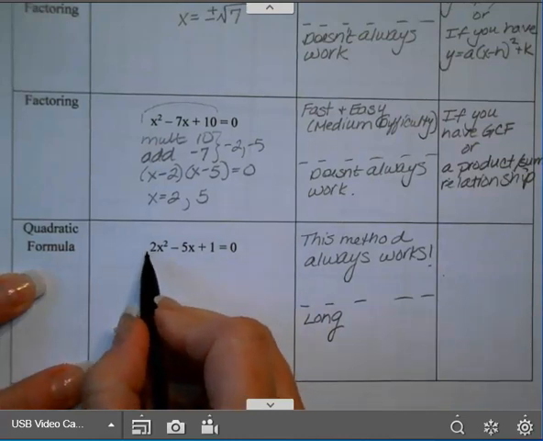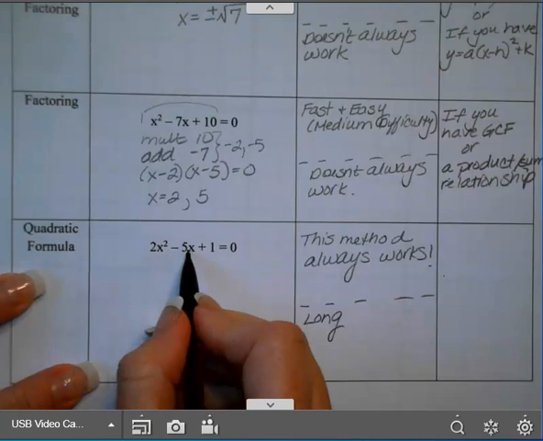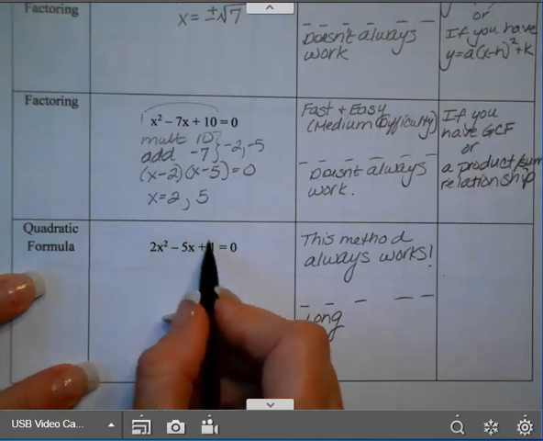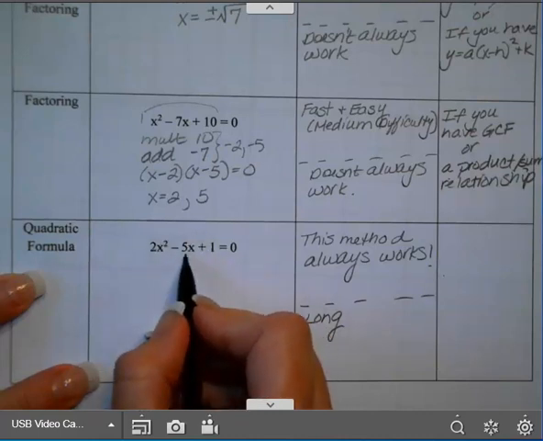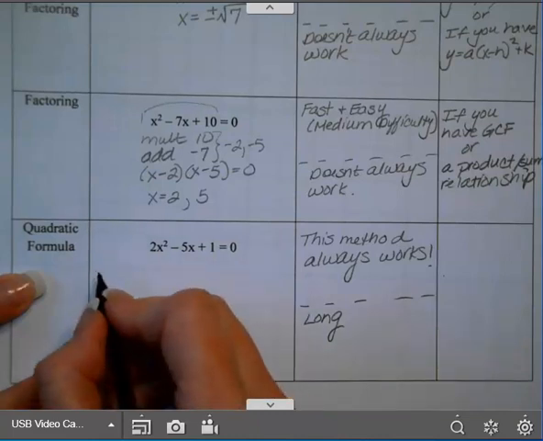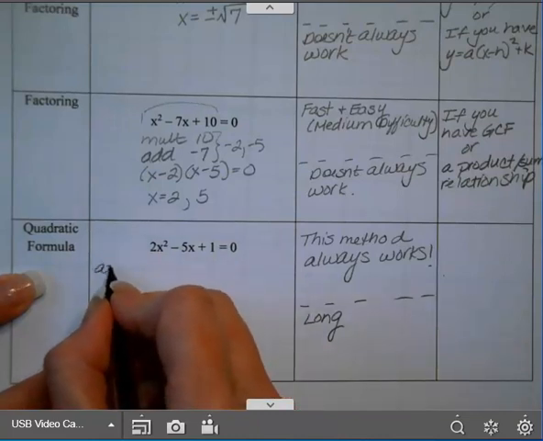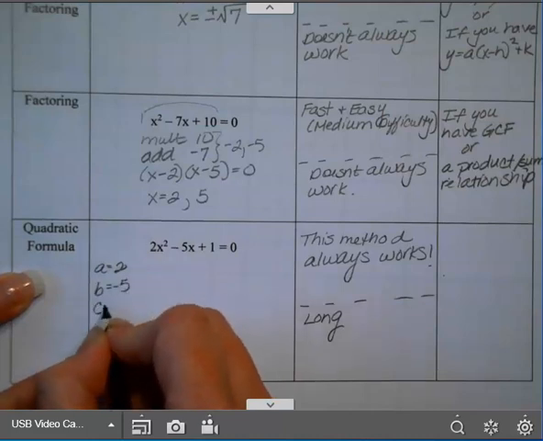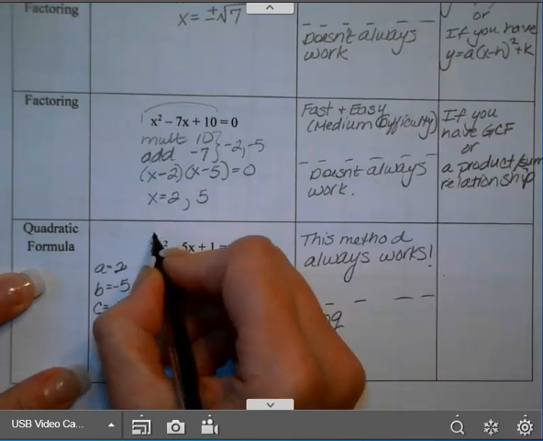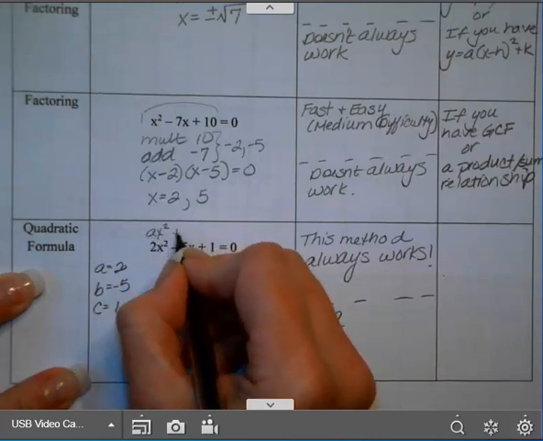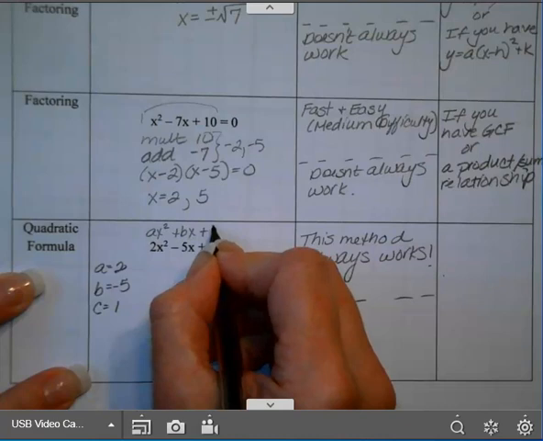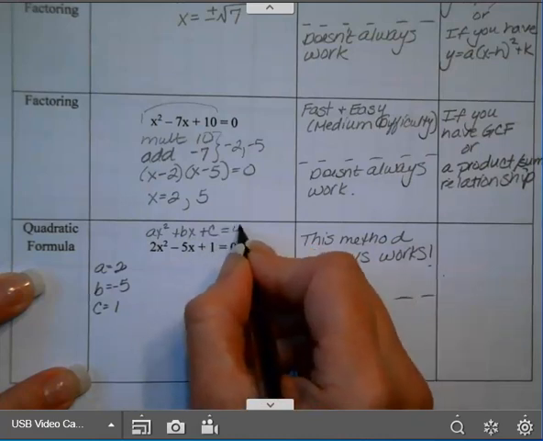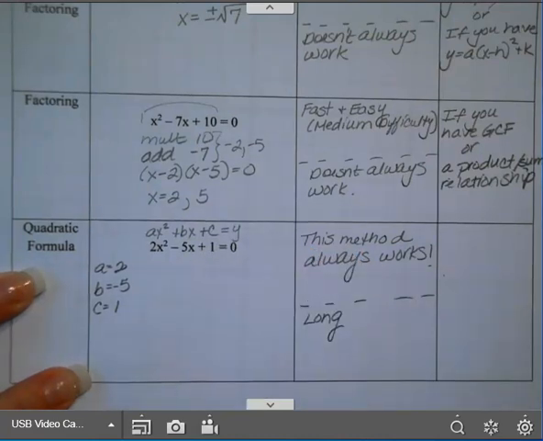So on this one, I don't have a graph. I can't use the square root property because it has a middle term here. Factoring, there's nothing that multiplies to 2 and adds to -5. So I am going to use the quadratic formula on this one. And remember, it is ax squared plus bx plus c. And that's equal to y, but y is 0 when you're solving these.